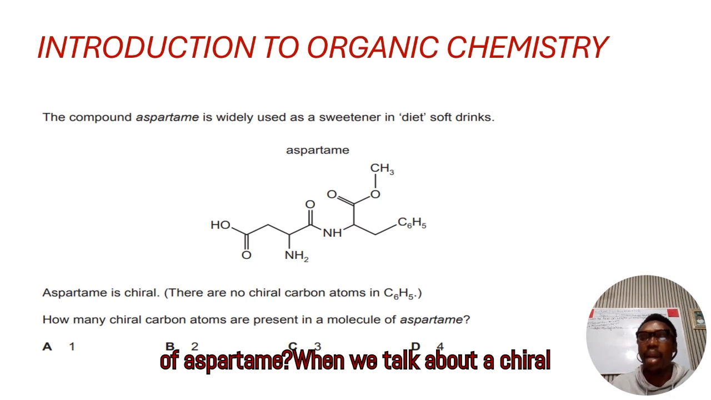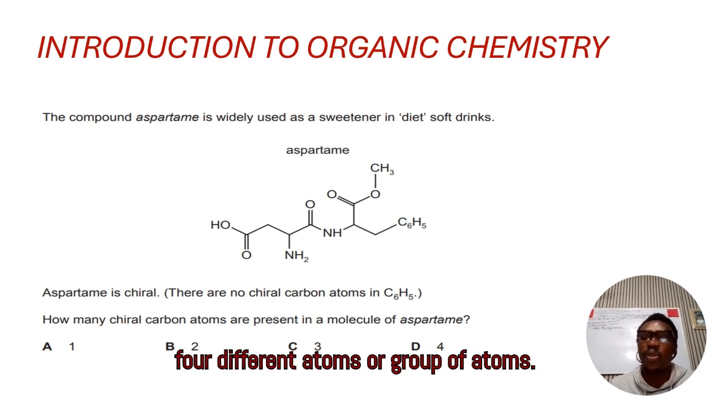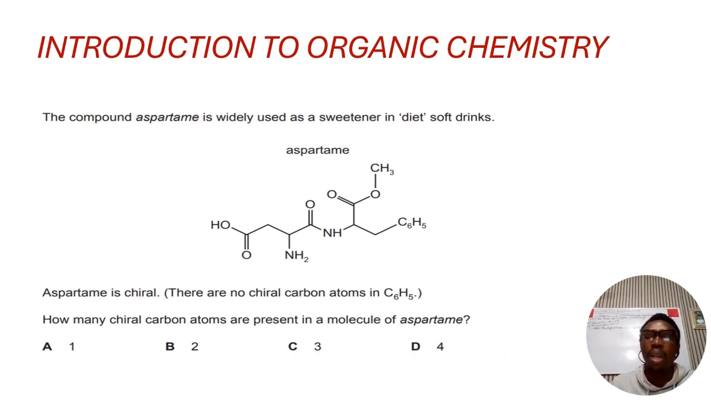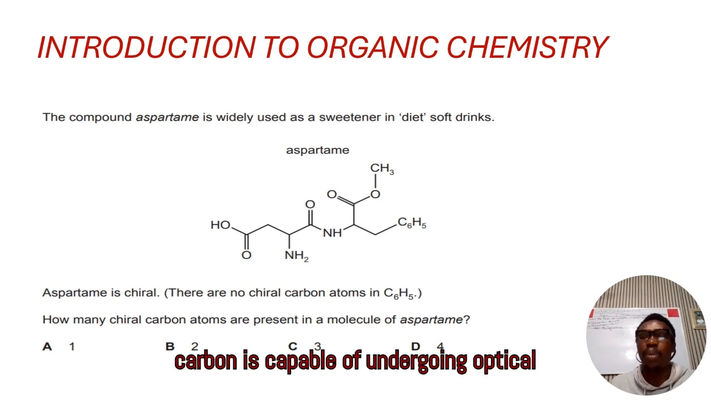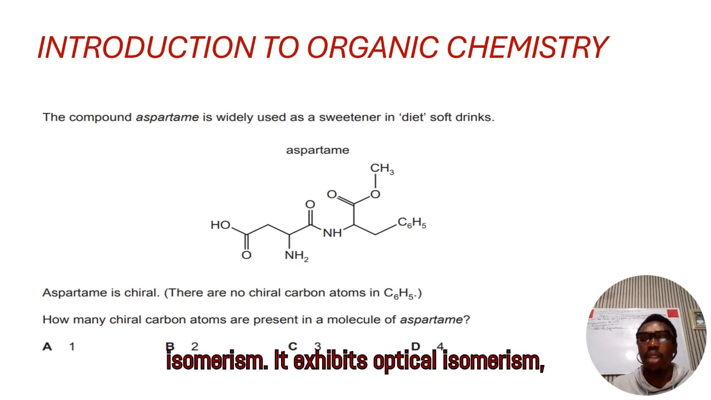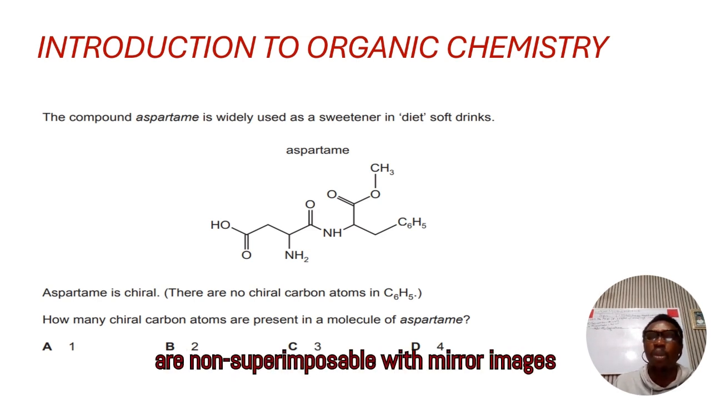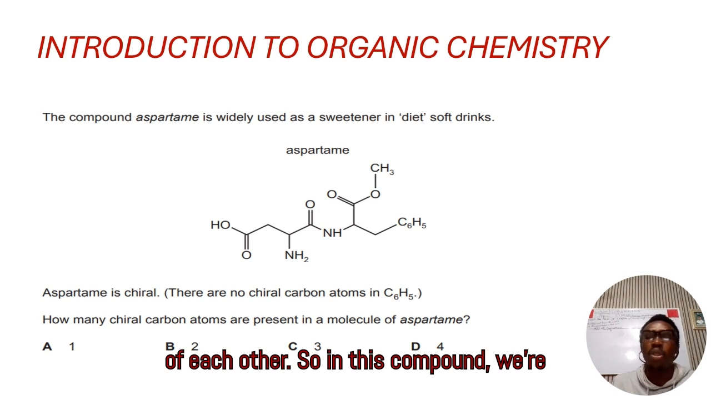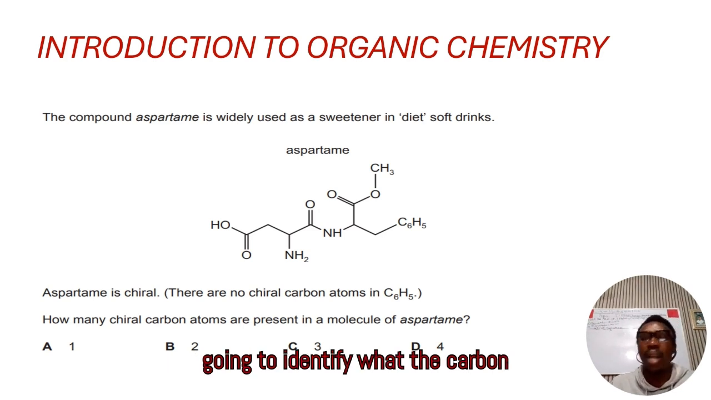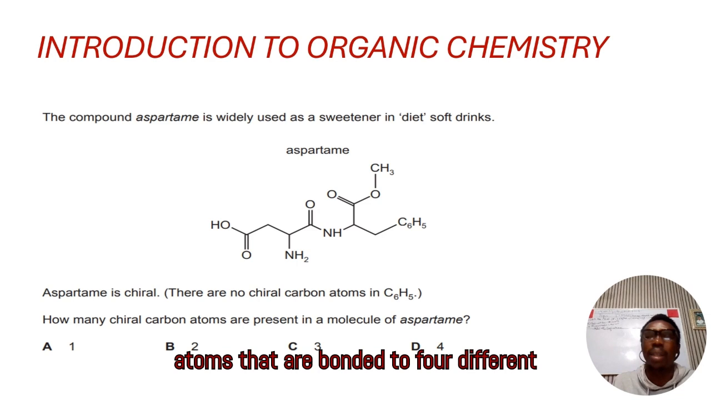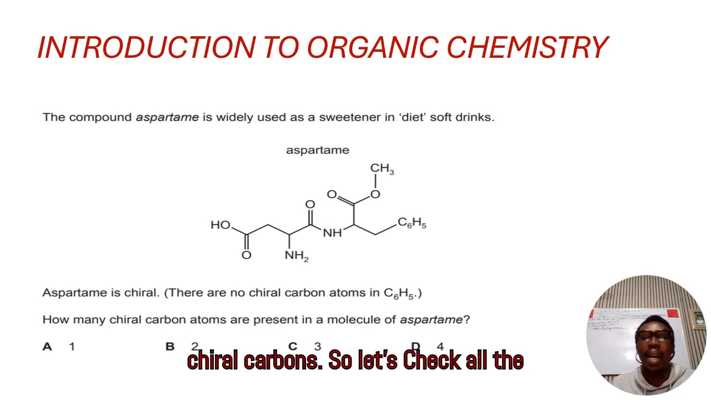When we talk about a chiral carbon, it's a carbon that is bonded to 4 different atoms or groups of atoms. Any molecule that contains a chiral carbon is capable of undergoing optical isomerism. It exhibits optical isomerism, where you have 2 optical isomers that are non-superimposable mirror images of each other. So in this compound, we're going to identify the carbon atoms that are bonded to 4 different atoms or groups of atoms, which are the chiral carbons.